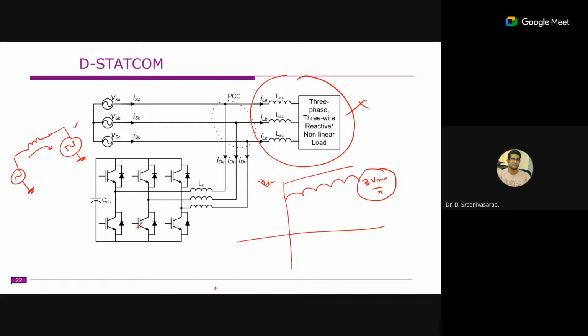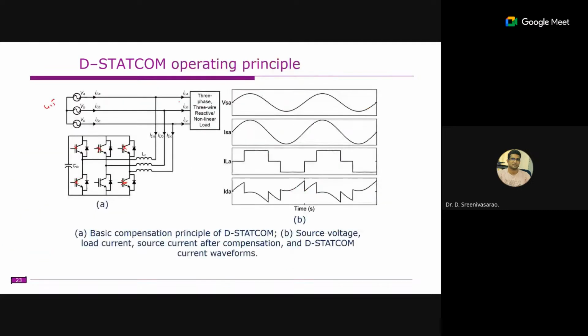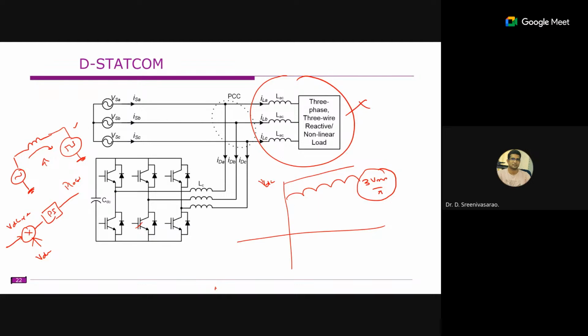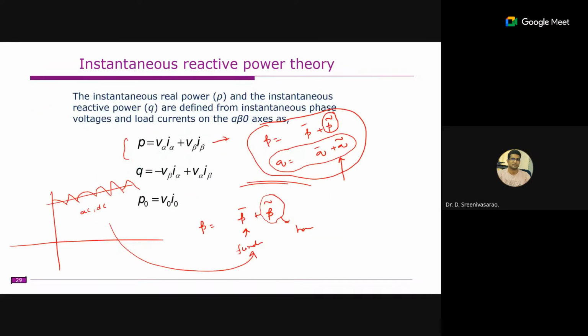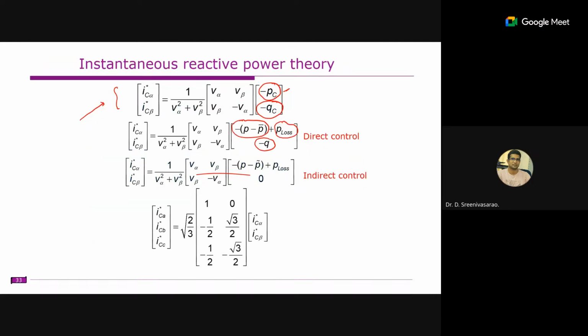A simple controller. We need to sense this voltage. This is the VDC reference value, and this is the VDC actual value, and you have a PI controller. This PI controller gives you the loss component, that is P loss. Accordingly, the angle between these two will be adjusted. So this is active power, and we need to add it in the compensating powers. This is due to the loss component, so this loss is maintaining the DC voltage constant.